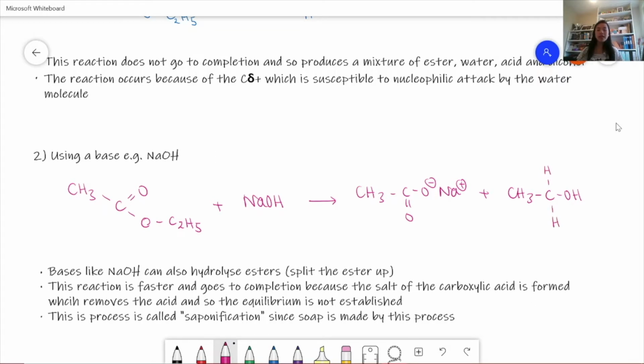So what's happening here is the sodium hydroxide is acting as a base and it's hydrolyzing the ester, so splitting it up. And this reaction is a lot faster and it also goes to completion because the salt of the carboxylic acid is formed and this removes the carboxylic acid and so the equilibrium is not established. And this is also called saponification because we can make soap this way. So the salt that's created, this sodium ethanoate, is actually a soap.